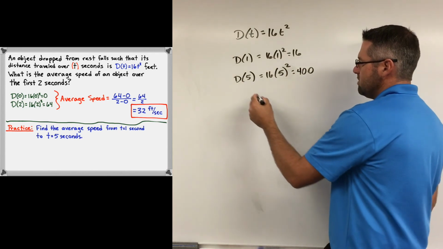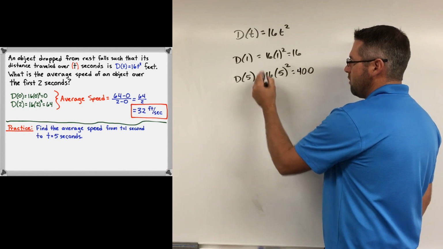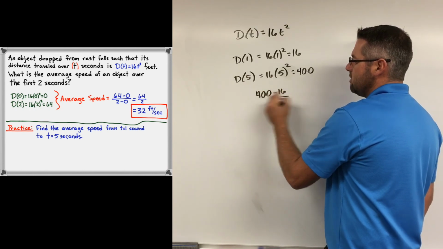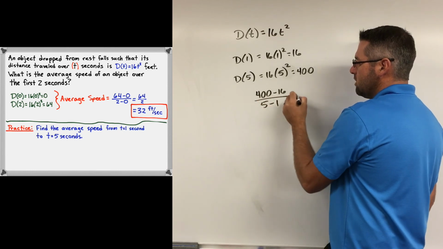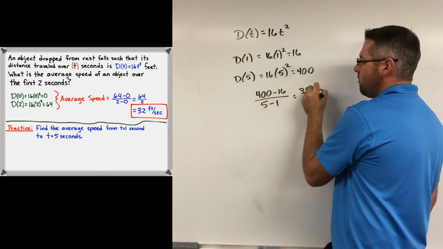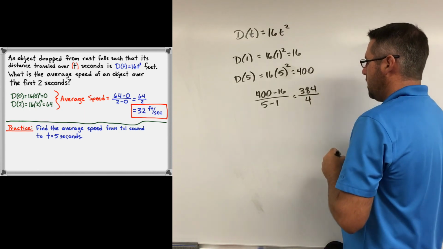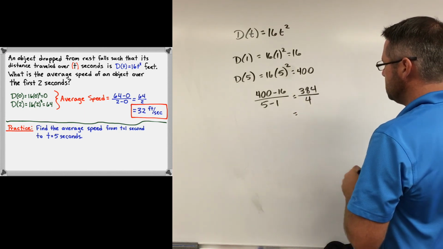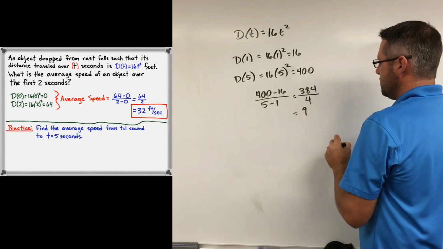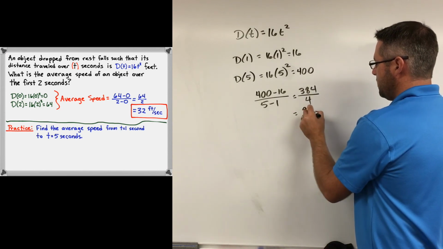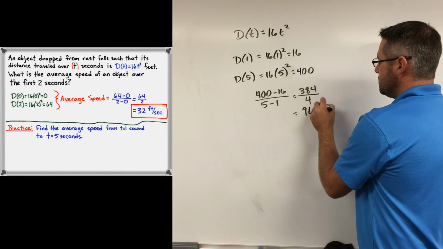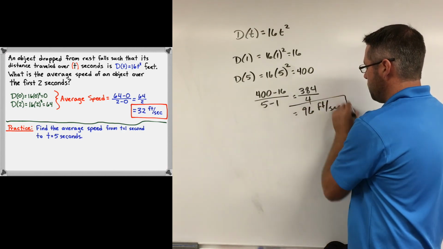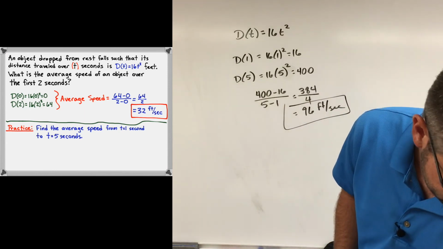And then we're going to find the average rate over that interval from 1 to 5. And so that's going to be 400 minus 16 over 5 minus 1. That's going to be 384 over 4. What is that? 36 is 9. 24 is 6. So that would be 96 feet per second. And that is our answer for that one.